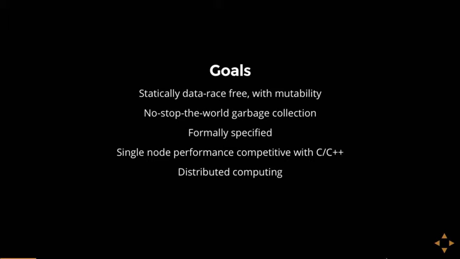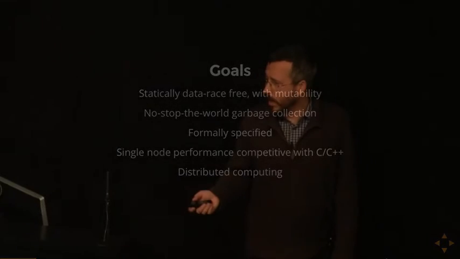So let's start with this. This is about the simplest program you're going to write in Pony. It's the straightforward program. Let's talk first a little about the goals. Statically data race free, but with mutability. No stop the world garbage collection is really important. That's a performance bottleneck for a lot of systems these days. Formally specified, that's not the same thing as formally verified, of course. I'd love to get into verification work, but that's not where Pony is yet. Single node performance needs to be competitive or beat C and C++. That's actually in the bag. That's something we've nailed. Distributed computing is really our next step, is being able to scale this across clusters with a single program.